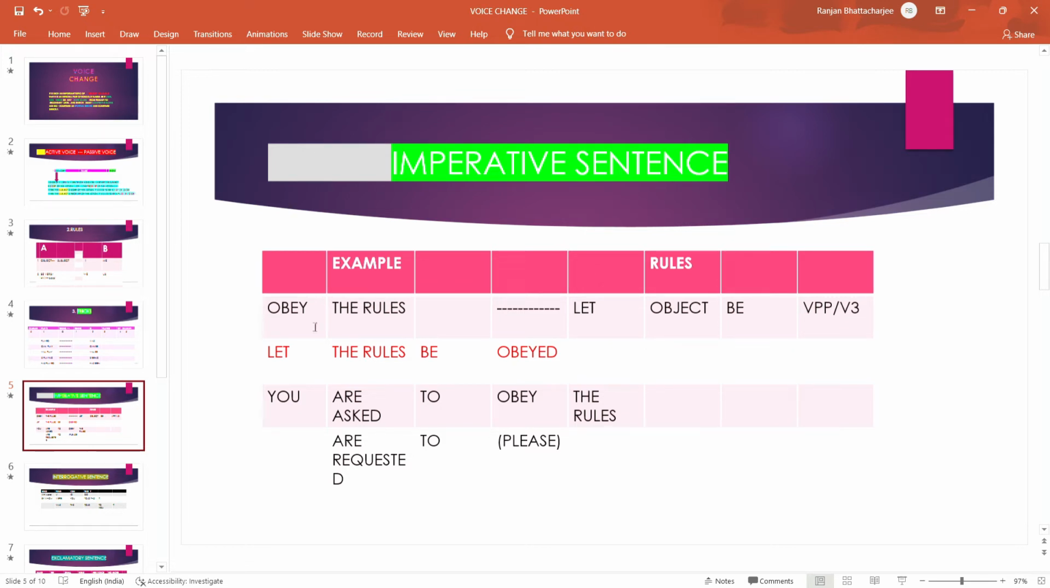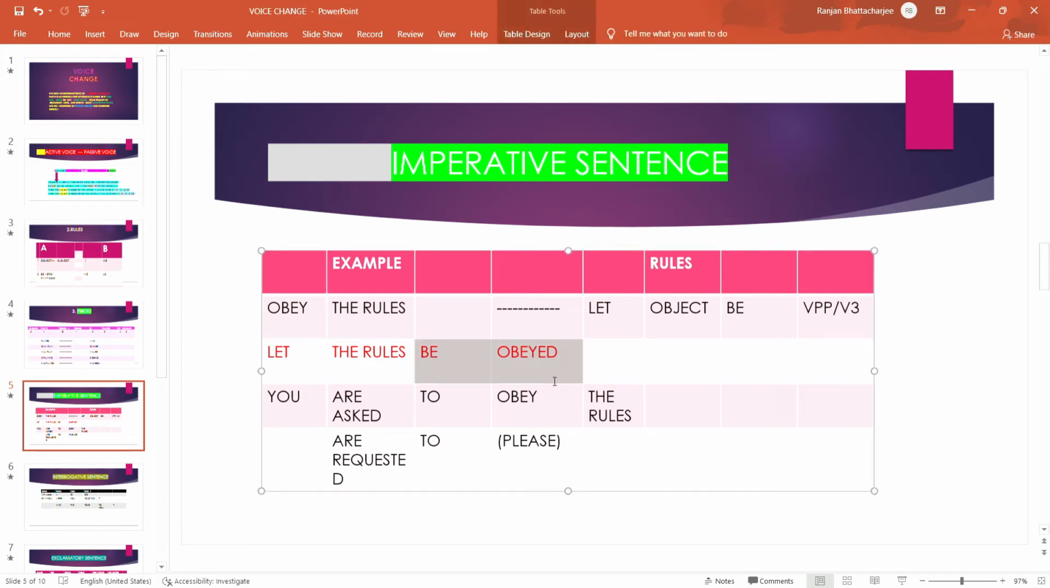There are two ways. The first way, according to the rules: number 1, let is used; number 2, the object is used; after that, number 3, be is used; and number 4, the third form of the verb. So for obey the rules, what will be the answer? Number 1, let is used; number 2, the object comes, the rules; number 3, be is used; and number 4, obeyed, the past participle form of the verb obey. So if the question is obey the rules, the answer is let the rules be obeyed.